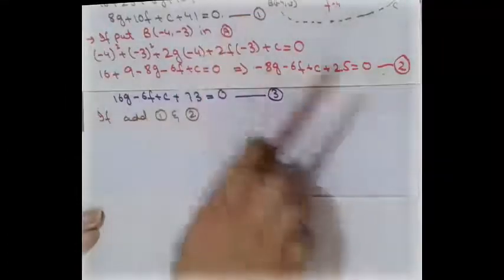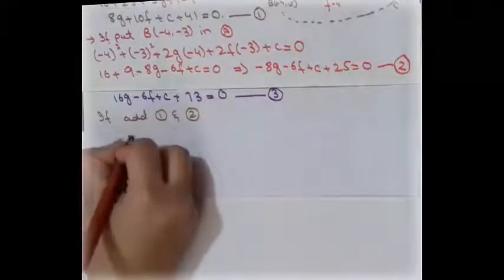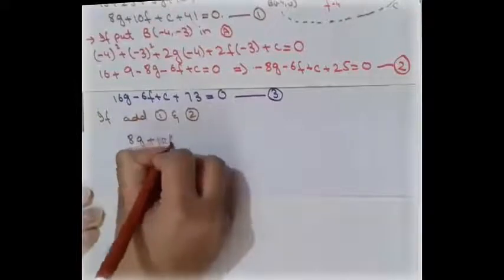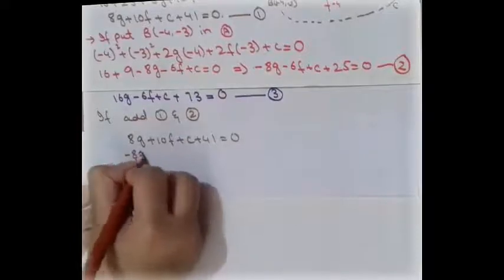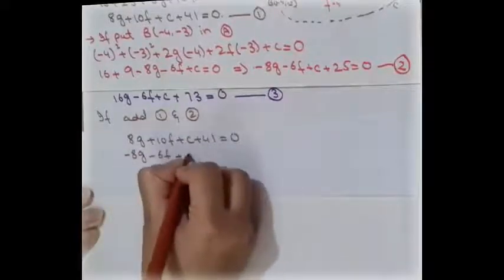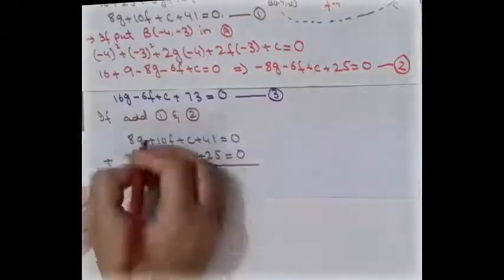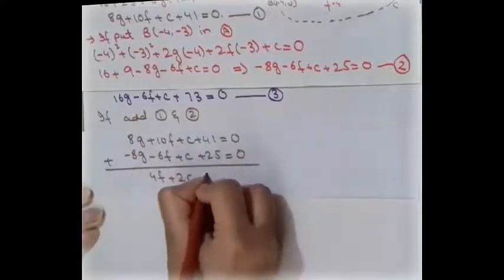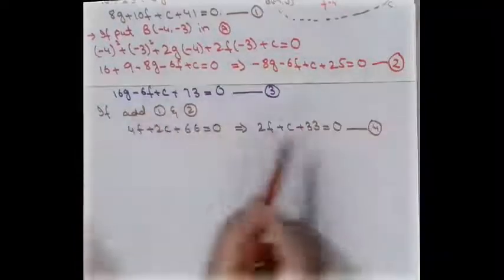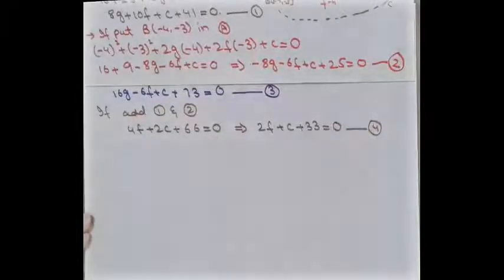If we add the first and second equation, then we can eliminate g. So we write the first as 8g plus 10f plus c plus 41, which is equals to 0, and the second, minus 8g minus 6f plus c plus 25, which is equals to 0. We add these equations. So these are cancelled out and we are left with 4f plus 2c plus 66, which is equals to 0. We divide this equation by 2 and we get this term, and call this equation 4.